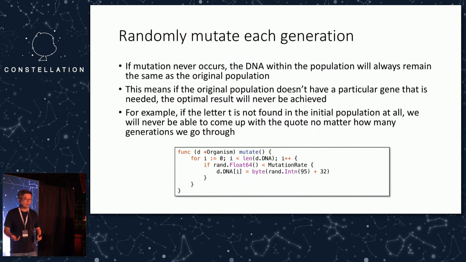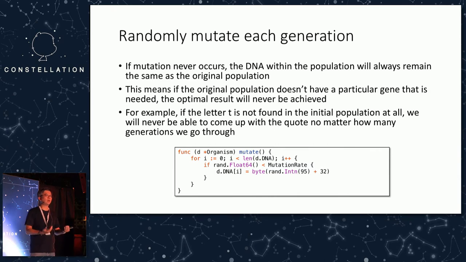Simple? Of course, I can't go away without mutating each generation. Why do I do that? It's actually very simple. If mutation doesn't exist, the DNA within a population will always remain the same. If I don't have a particular gene to begin with, the ultimate result will never be achieved. Very simply, if the letter T wasn't found in the original population, we will never be able to come out with the phrase, because crossover is just mixing around all the organisms. If none of the organisms have T, you will never be able to get the phrase.